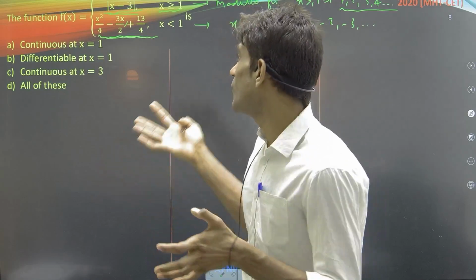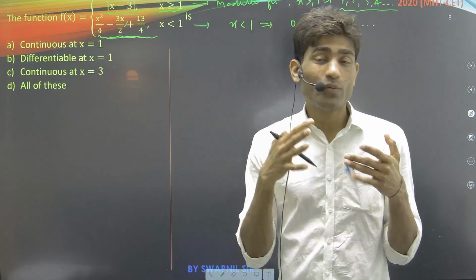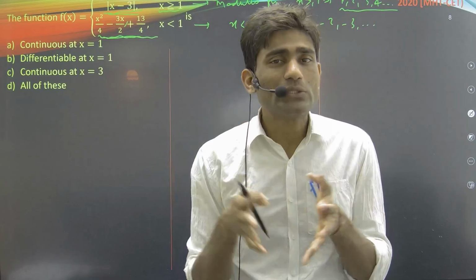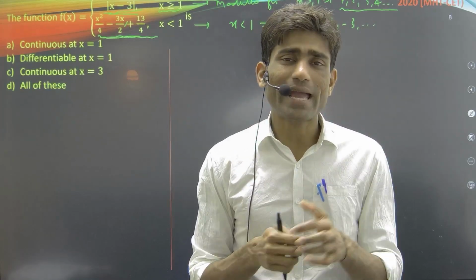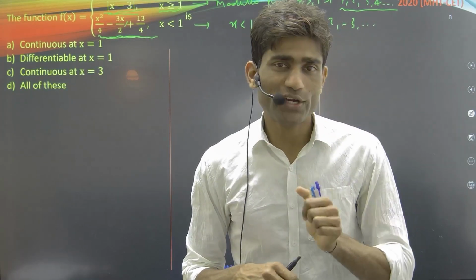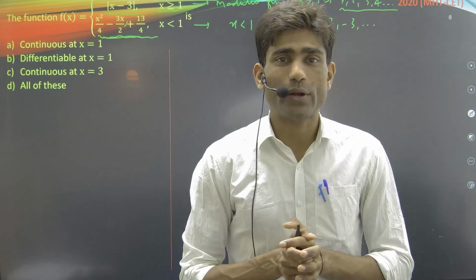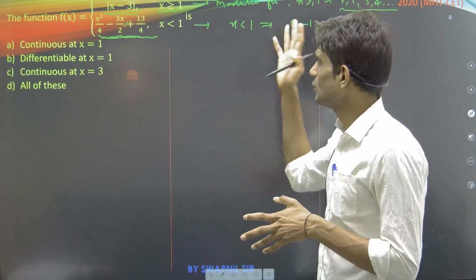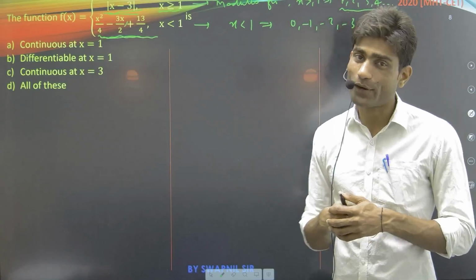And the modulus function always gives us a peak point in our graph. So whenever it goes to the origin or touches the axis, the function is not differentiable at that particular point, because it gives a peak point over there. So the function is not differentiable at that particular point.